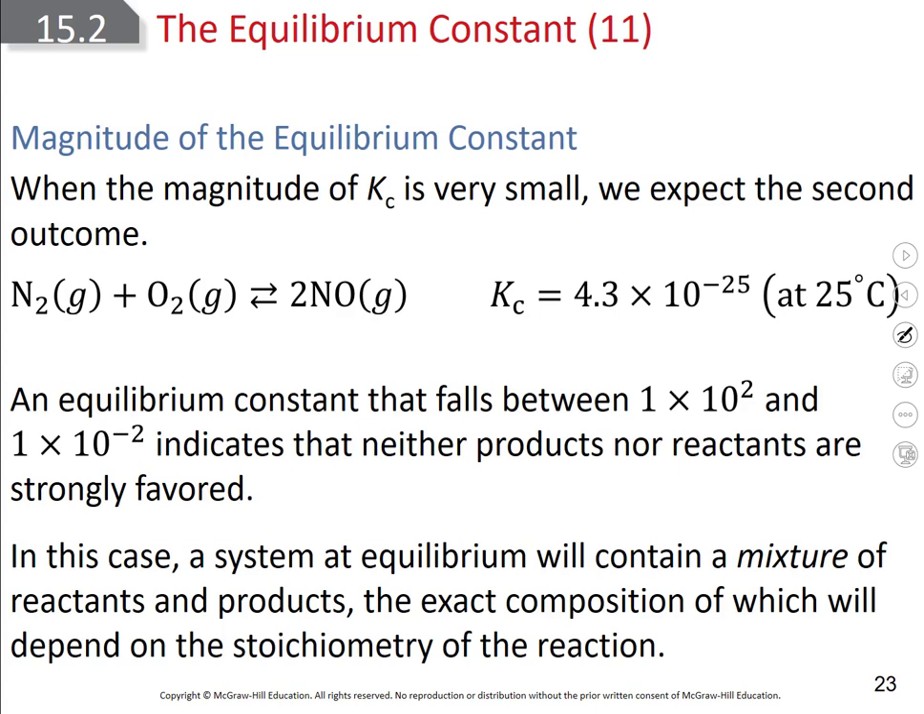So for example, here is nitrogen gas reacting with oxygen gas to make nitrogen monoxide. Now, looking at this reaction, why for us as humans on planet Earth would it be a bad idea for this reaction to readily occur very easily at 25 degrees Celsius or room temperature?